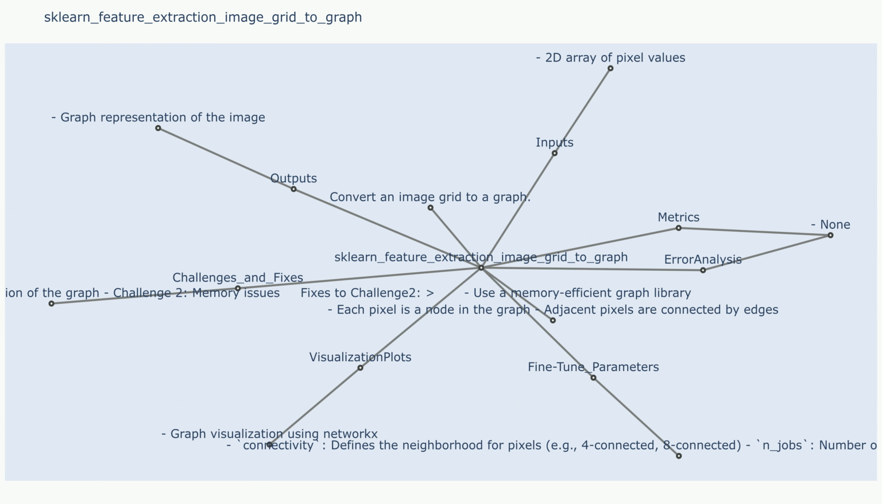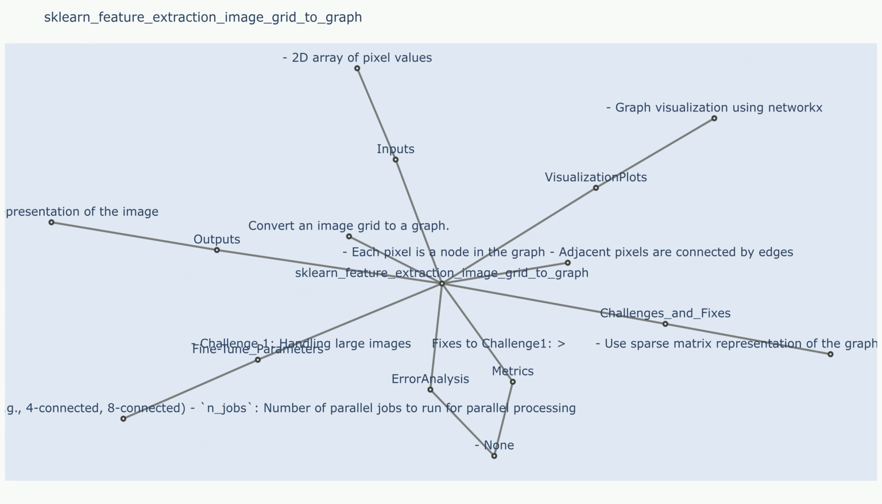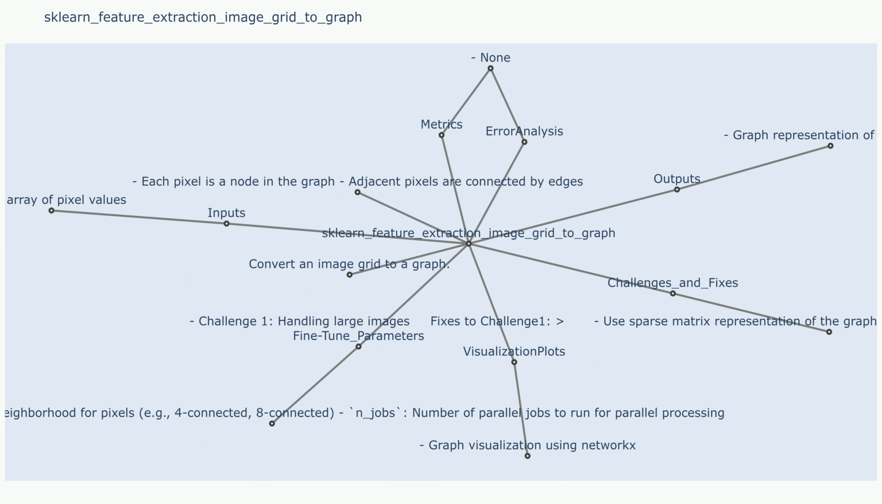Fixes to challenge 1. Subsampling: you can reduce the size of the graph by subsampling the image. This involves selecting a subset of pixels to include in the graph. Graph simplification: you can simplify the graph by removing unnecessary edges. For example, you could remove edges that connect pixels with similar values.